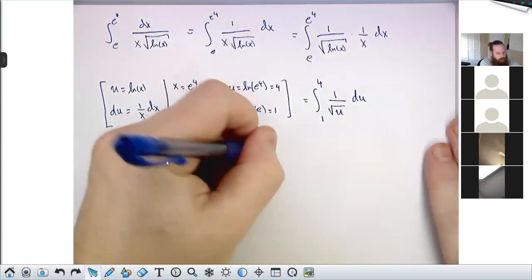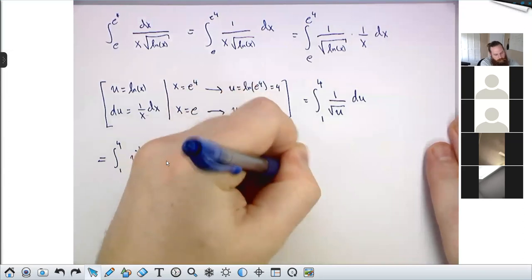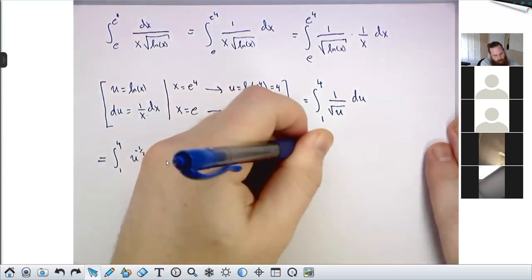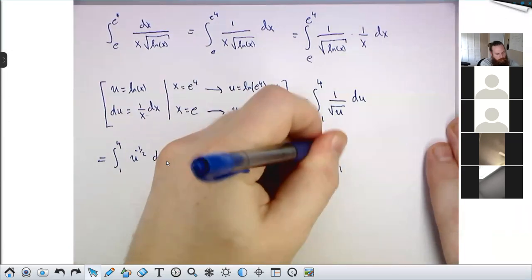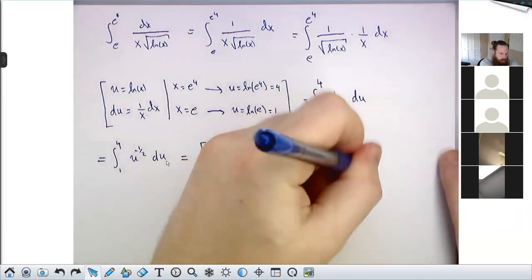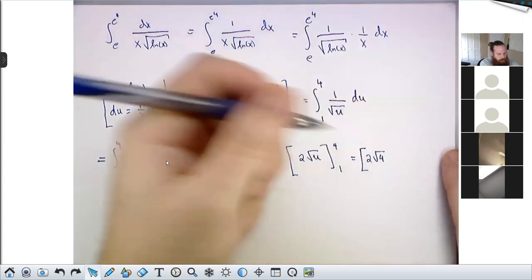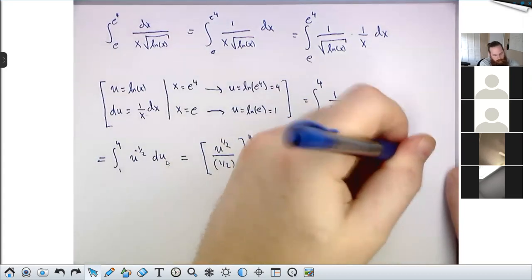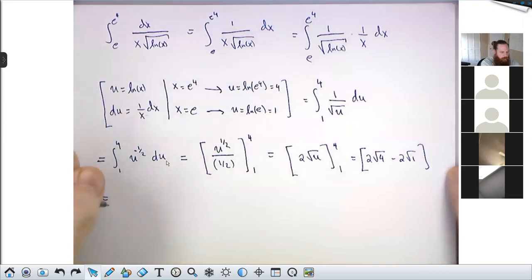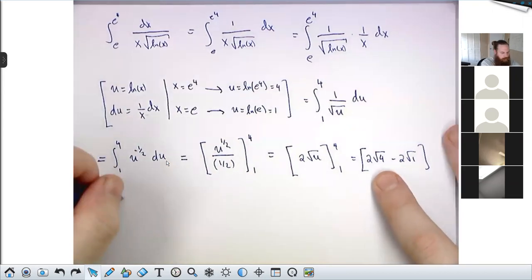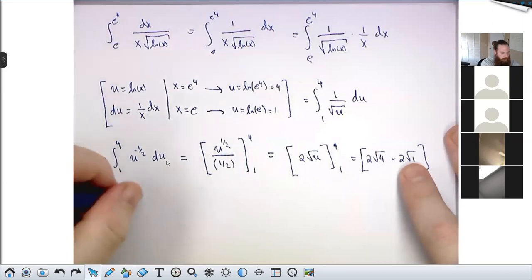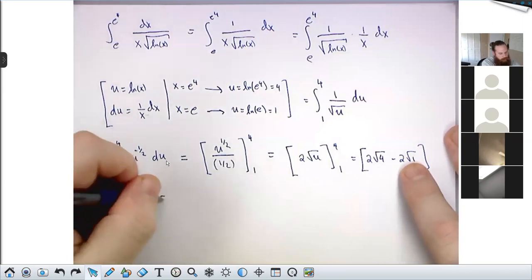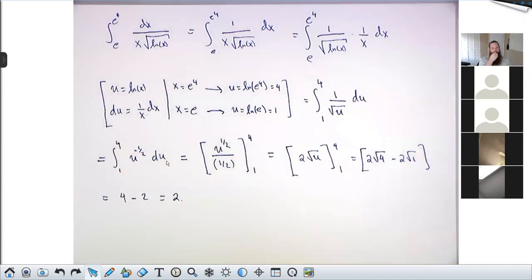Okay, dividing by 1/2 is the same as multiplying by 2. So this is 2 square root of u evaluated from 1 to 4, which is 2 times the square root of 4 minus 2 times the square root of 1. The square root of 4 is 2, so this is 2 times 2, which is 4, minus the square root of 1 is 1, so this is 2 times 1, which is 2. 4 minus 2 is 2. That's job done. Questions on this?